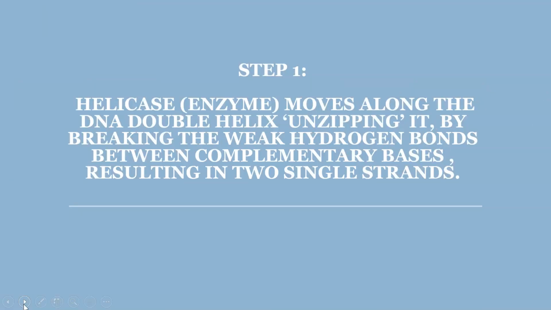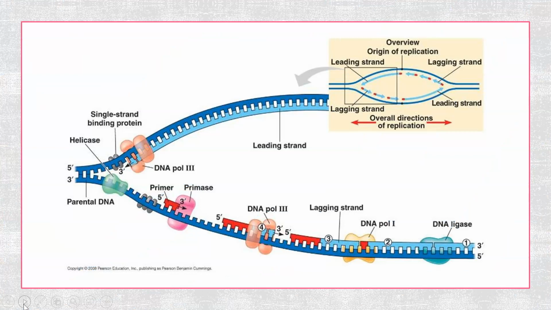Okay, so DNA replication, we've got a few steps. So first of all, we have the enzyme helicase that moves along the DNA double helix and literally unzips it. So it breaks the hydrogen bond between the complementary bases, between those base pairs, and it results in two single strands then. So the separate sides of the ladder as such. So in this image, you can see helicase there. It's the first thing that's happening. It's going along and unzipping the DNA.